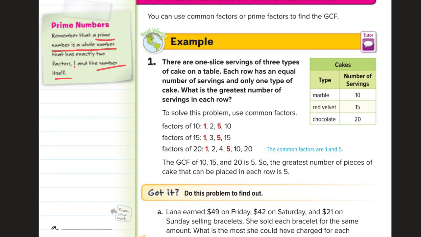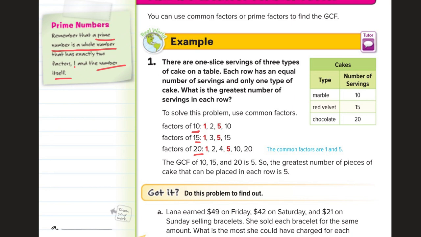Okay, so if I look here, the question says, there are slice servings of 3 types of cake on a table. Each row has an equal number of servings and only 1 type of cake. What is the greatest number of servings in each row? So if I'm looking at our numbers 10, 15, and 20, what are the greatest common factors?